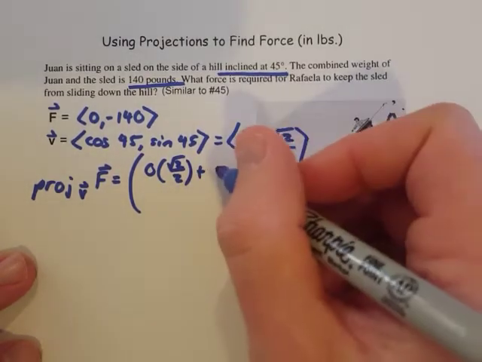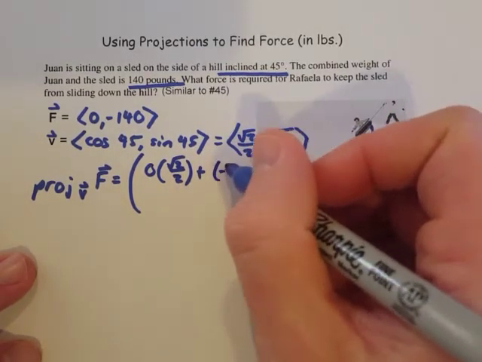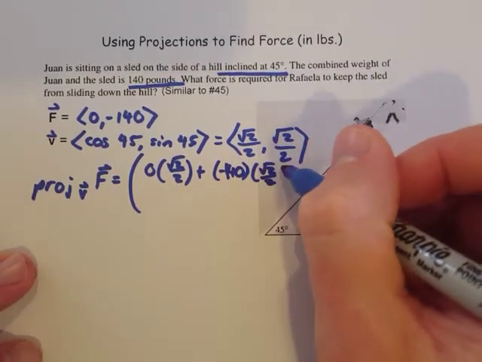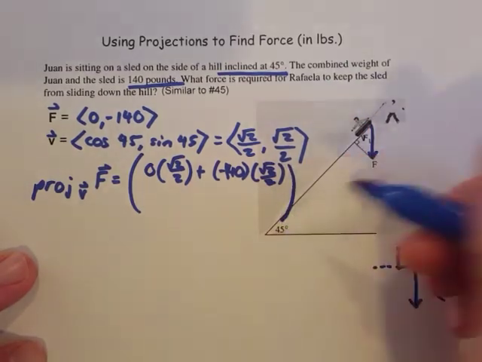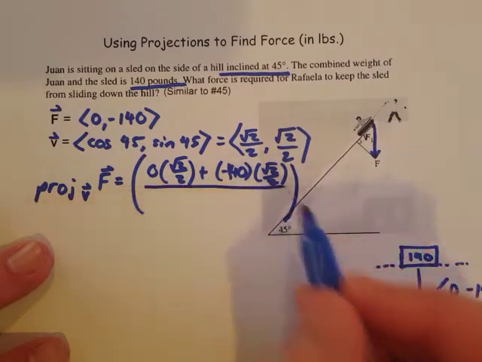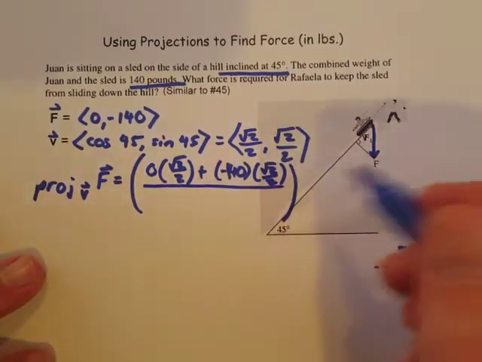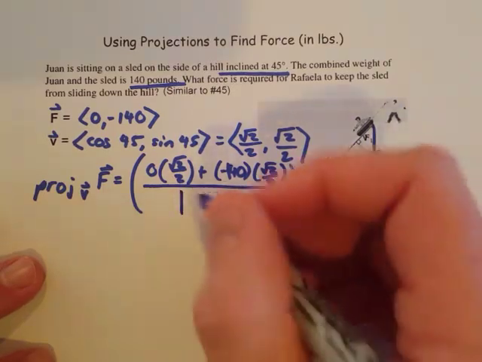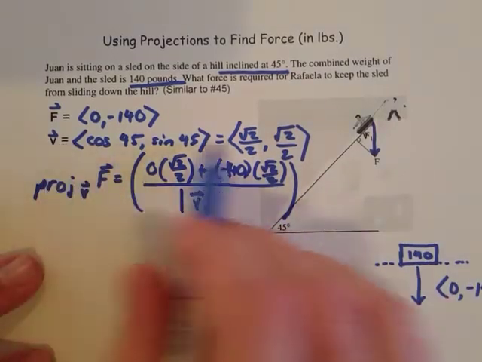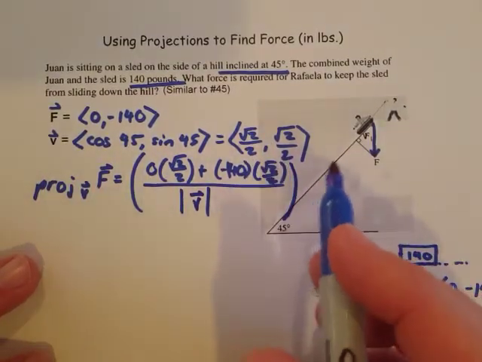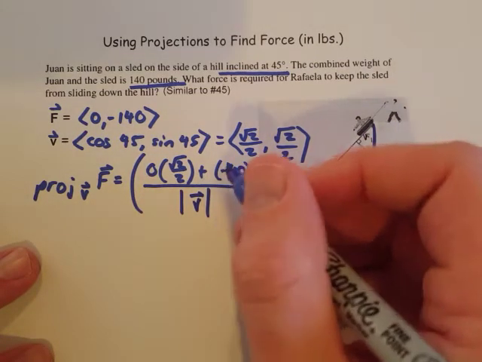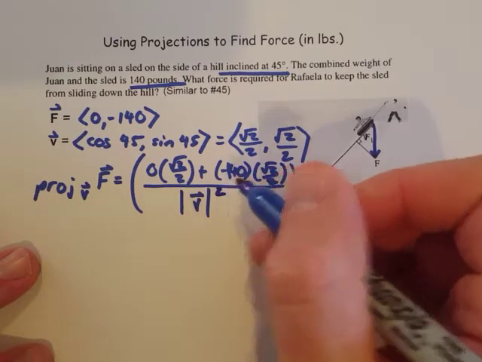plus negative 140 times square root of 2 over 2. Sorry, that 140 looks a little hard to see, but that is a negative 140. Now on the bottom, we're going to take the magnitude of our vector v, but I want you to think about what kind of vector we made here. Actually, it's the magnitude squared that we're looking at for that.